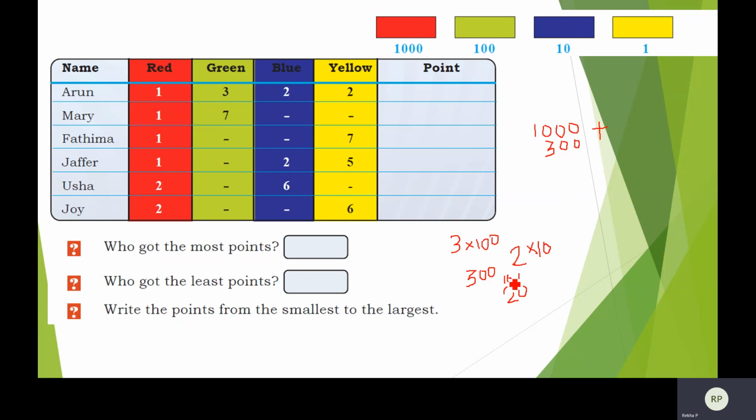Okay, 2 is at the 10's place. That is what 20 is. So you have to write it in the proper place. Okay. So 0 at 1's place and 2 at 10's place. Okay, very, very important.